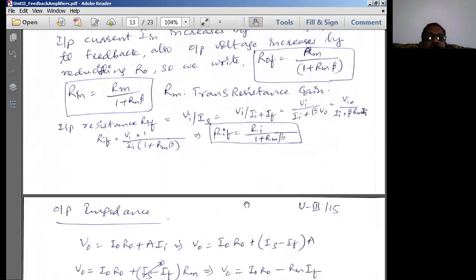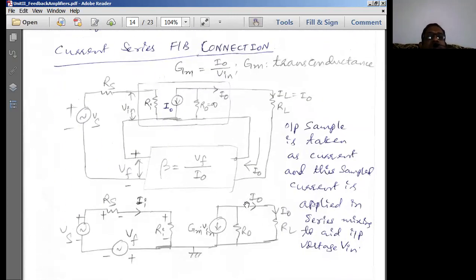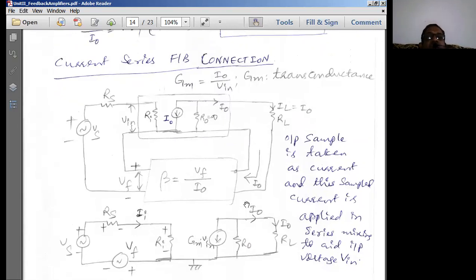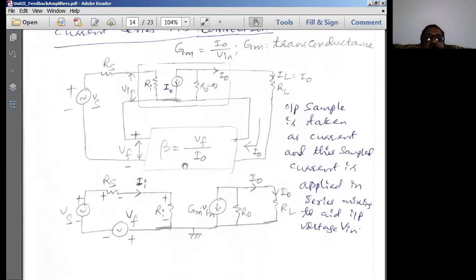Now that means once you know these two, other things are very easy for us. Current series feedback connection: output is current, input is series mixing. That means on the output side I am getting a current, input is series mixing, but input voltage is going to increase. Now how can I write the gain of the amplifier? Output has current I naught, input is going to be voltage. So I naught by voltage.